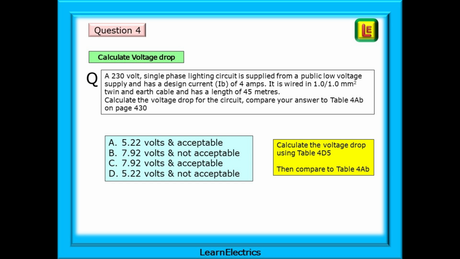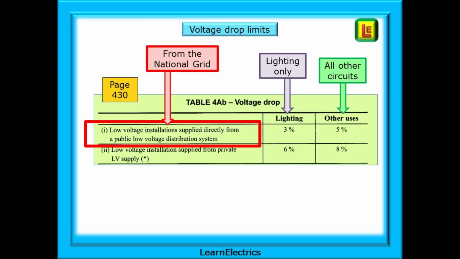This is a typical exam style question. You will not be expected to calculate distributed lighting loads for the 18th edition or inspection and test exams and assessments. What is table 4AB? Go to page 430 in the Brown Wiring Regs book. It tells us the voltage drop limits. We are interested in the top row.